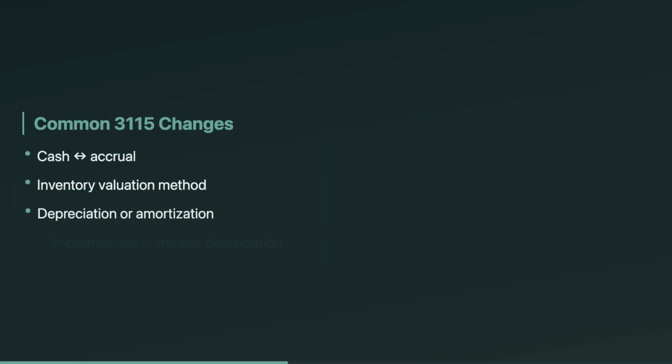Once you identify a method change, the next question is approval. Generally, you need IRS approval to change an overall method or a material item. Classic examples: changing cash to accrual, changing inventory valuation methods, and changing depreciation or amortization methods. Here's the weird one students miss. Even missed depreciation can be treated as an impermissible method, fixed through a method change process.